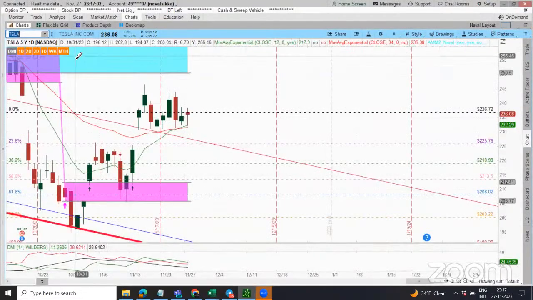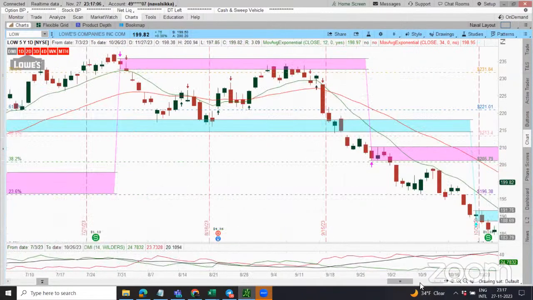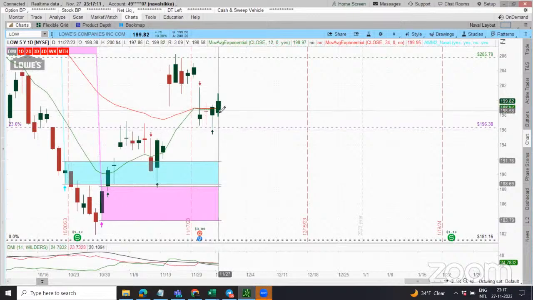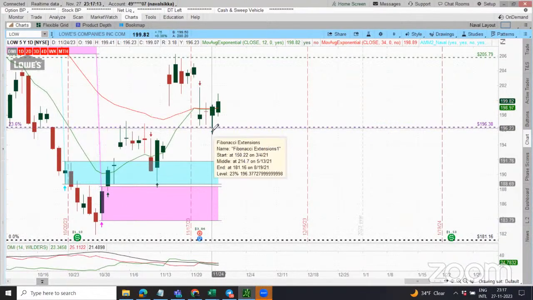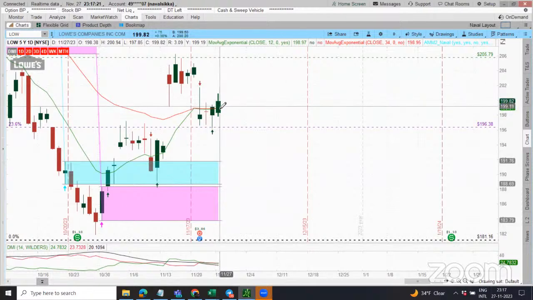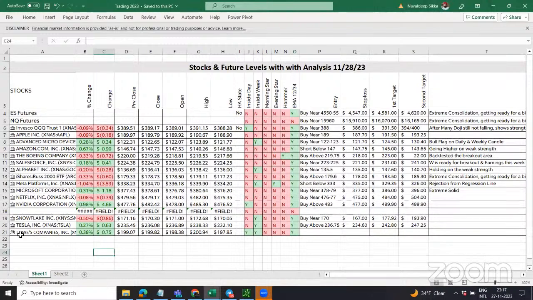Last one is Lowe's, which came out from the scan. So Lowe's is looking good. 1234 crossed, holding well. I think we can leave Lowe's for now. It's not looking great.